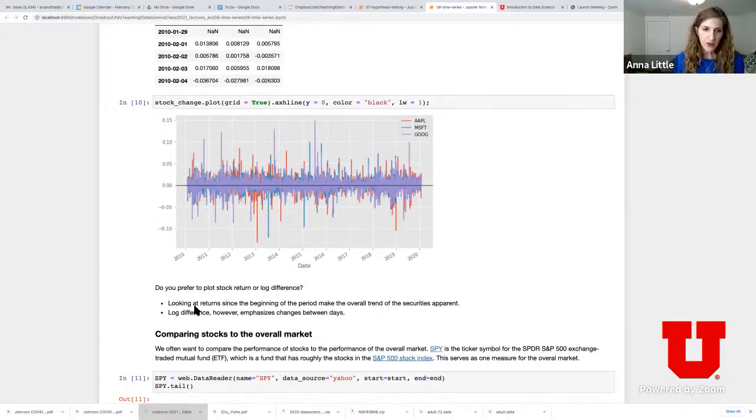So, pros and cons, right? Looking at the returns since the beginning makes the overall trend a lot easier to read, but the log differences emphasize the daily change, which can also be useful, especially if you're thinking about the difference between long-term and short-term strategies. If you're doing a real short-term strategy, the daily change may be quite important.